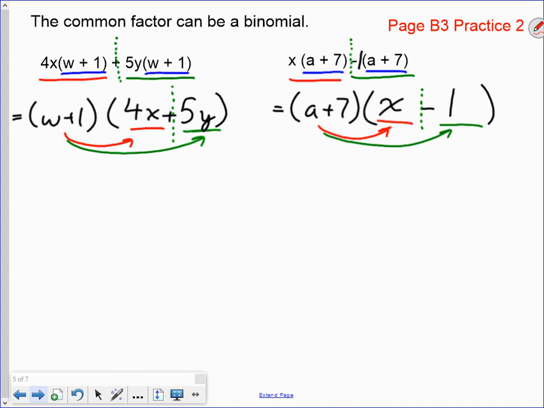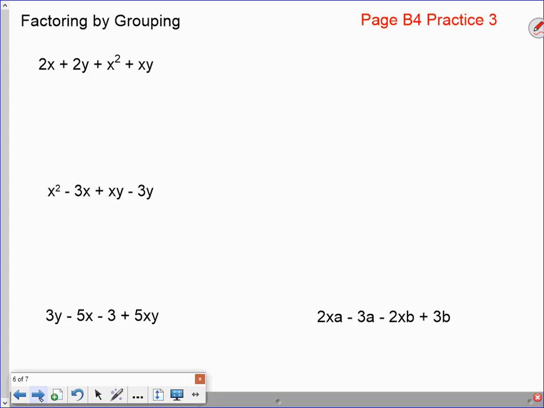Finally, we can take both of these types of factoring and combine them together. Okay, this is what is called factoring by grouping. Now, what we're going to do here is let's look at this first one, 2x plus 2y plus x squared plus xy. We ask ourselves, is there anything common to all terms?